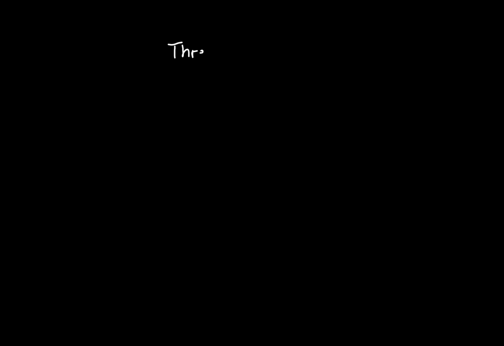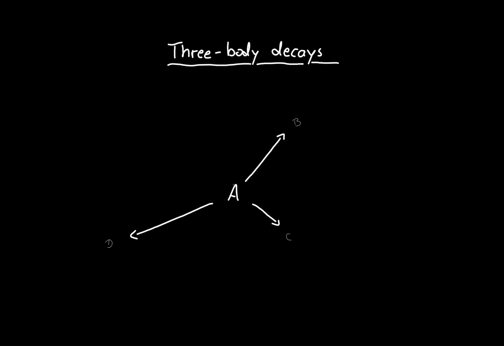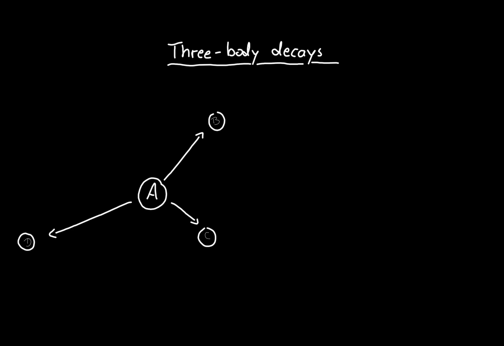This is a short overview of the relativistic kinematics of the three-body decay. Let A be a particle that decays into three particles B, C, and D. We want to examine the energy of one of the decay products in the rest frame of particle A. To do that, we will use the following three statements.